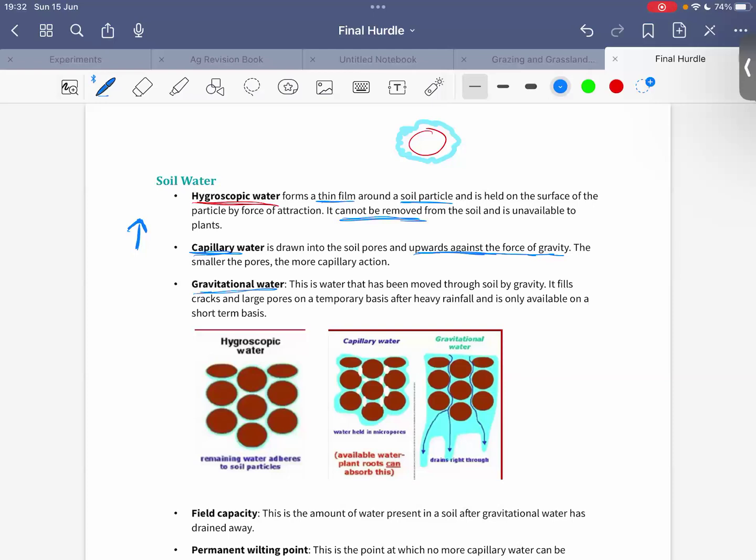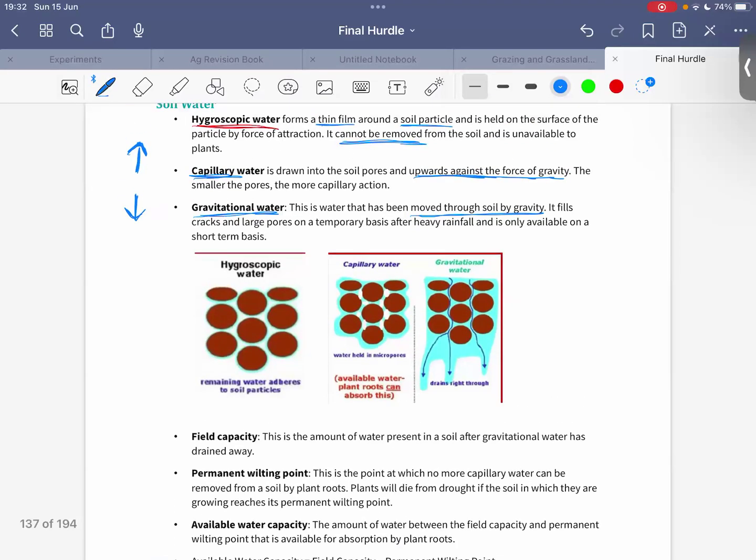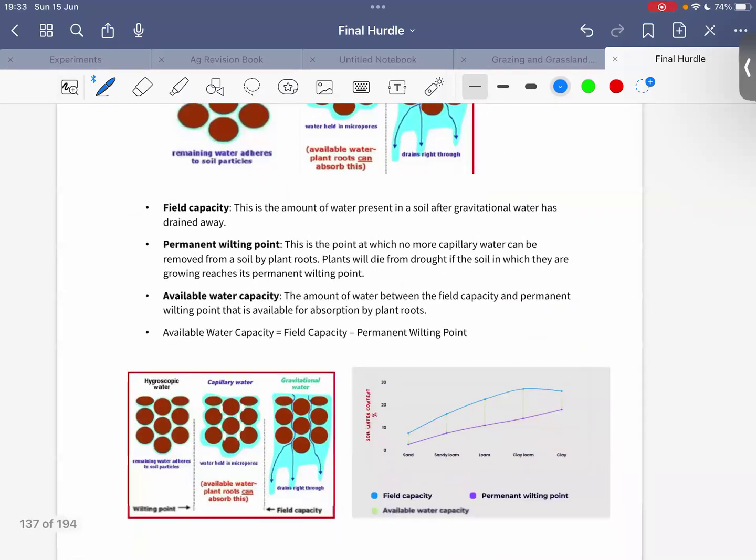Gravitational water. You don't have to be a genius to know what this is: water moving down through the soil by gravity. It moves down through the cracks and fissures of your soil, only available on a short-term basis. So hopefully you're happy with those 3 terms. There's nothing really I can do other than explain them. Hygroscopic water, a thin layer of water around each of your soil particles. Capillary water, movement of water up against gravity. Gravitational water moving down.